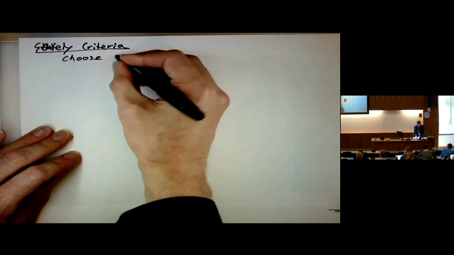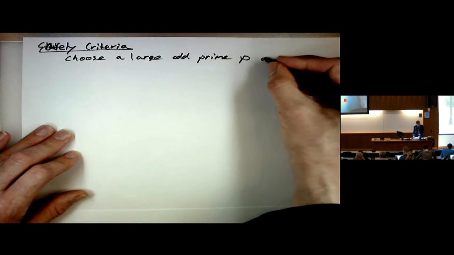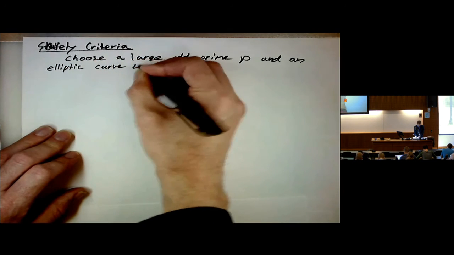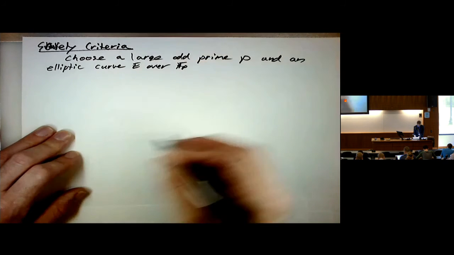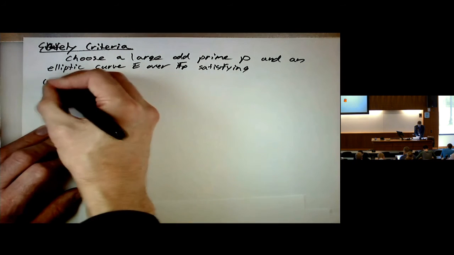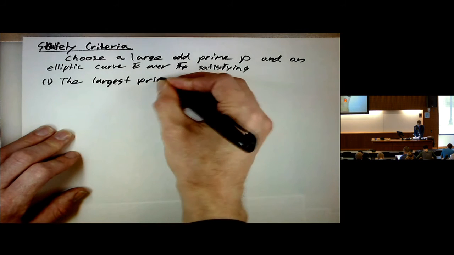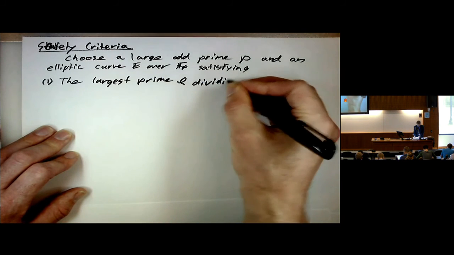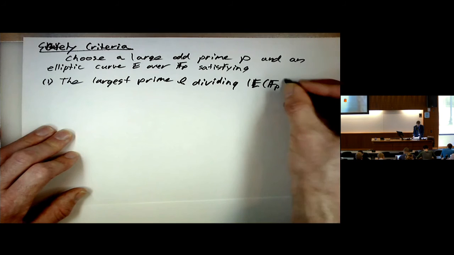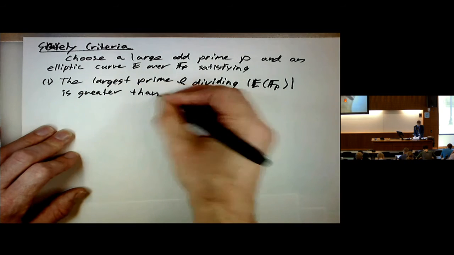Choose a large odd prime P and an elliptic curve E over FP, satisfying all of the following. One: the largest prime L dividing the order of the elliptic curve over FP is greater than some bound.